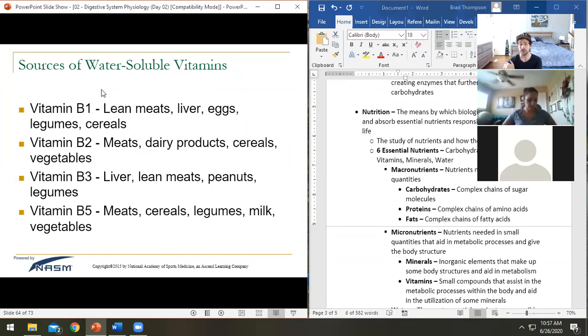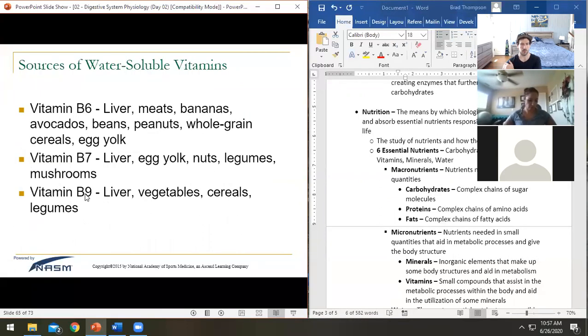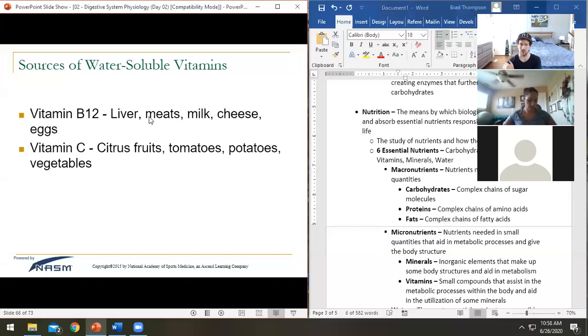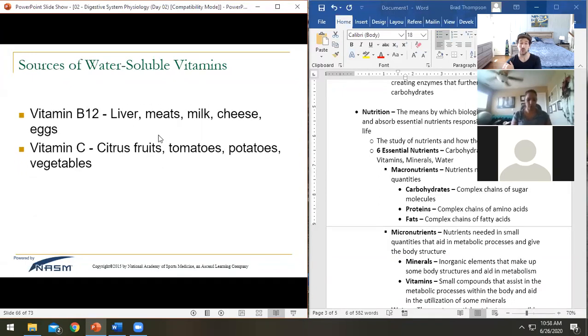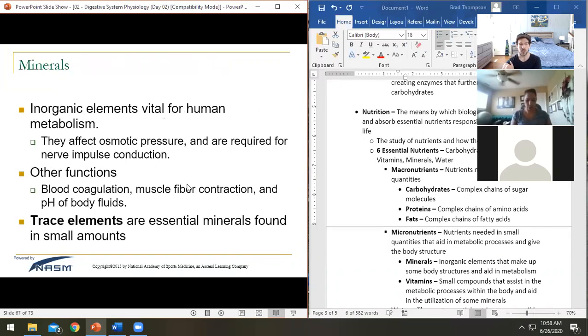These, for the B complex, are usually found in proteins, particularly B6 and B12. If you are a vegan, that is totally fine, but sometimes you have to take a B6 and a B12 supplement because those can really only be found in meats. Then you get vitamin C. That's kind of what you think of when you think of your immune system. Citrus fruits, tomatoes, potatoes, things like that.